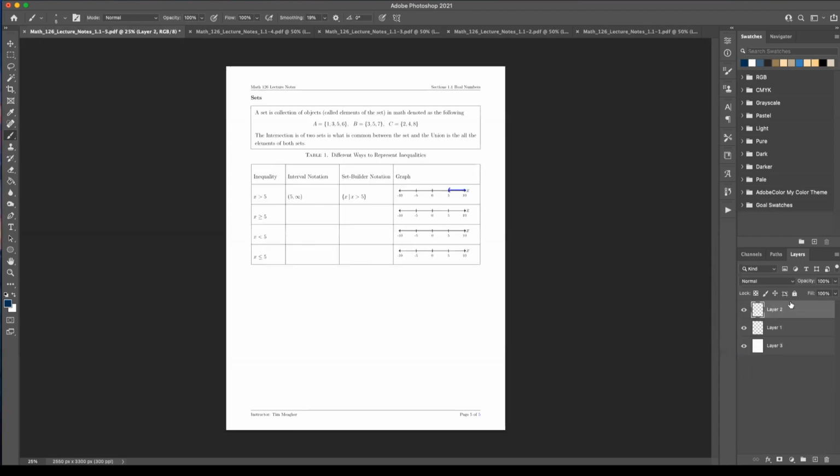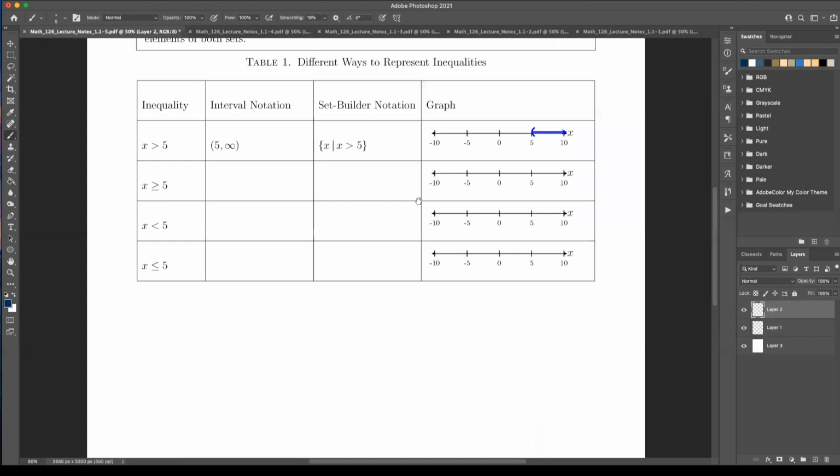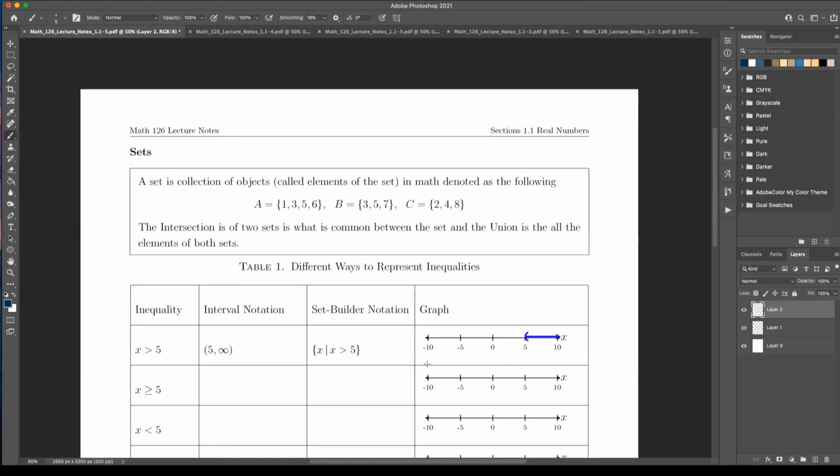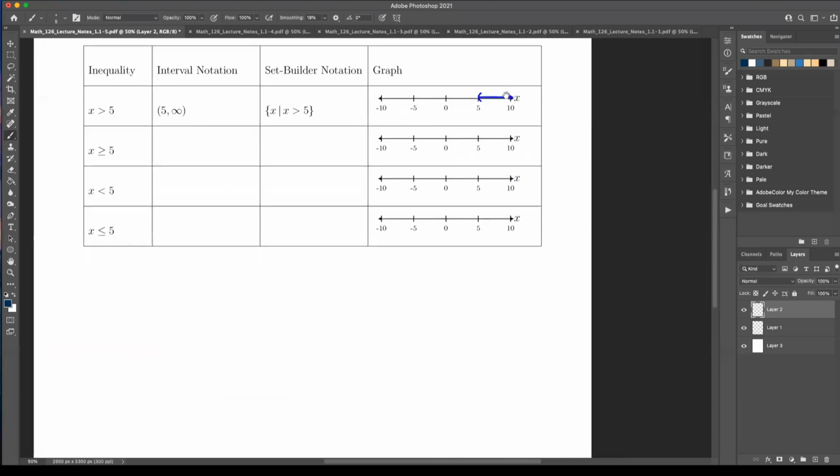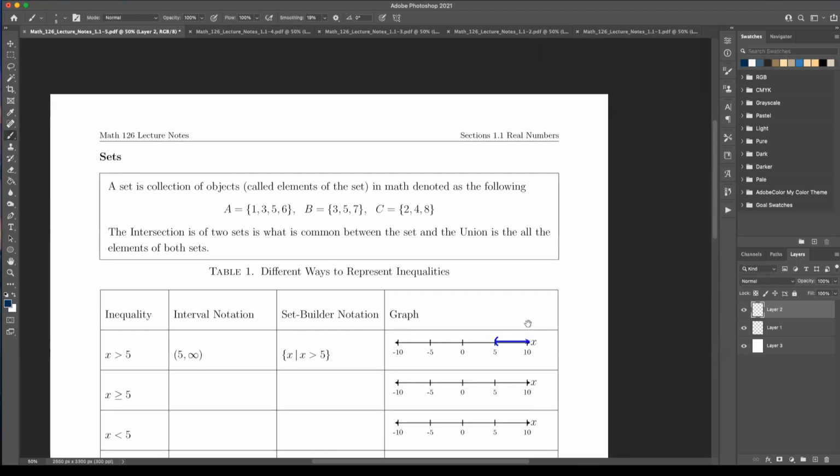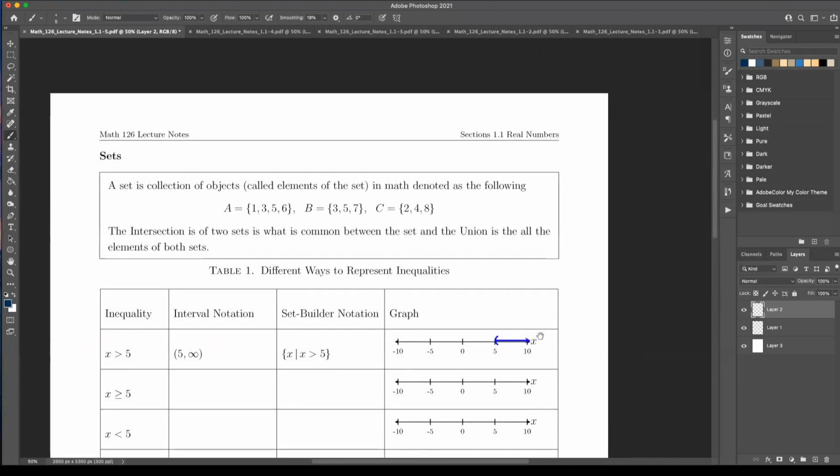All right, so let's just do the very last thing. So we have a collection of objects. The intersection of two sets is what's common between them, and the union is everything in either. For some reason, I don't think I wrote any problems for that. So yeah, let me just do it real quick.